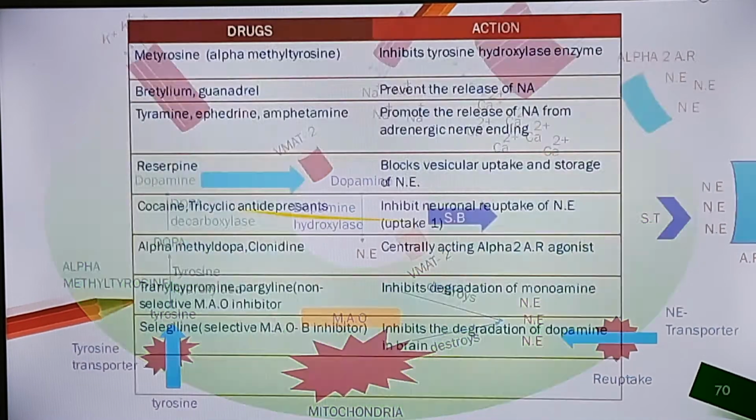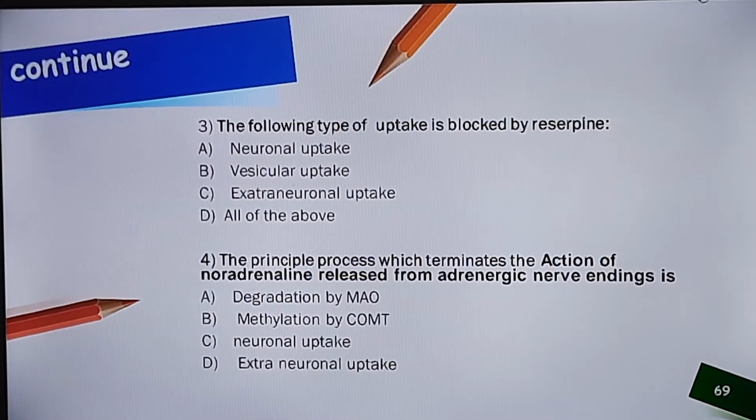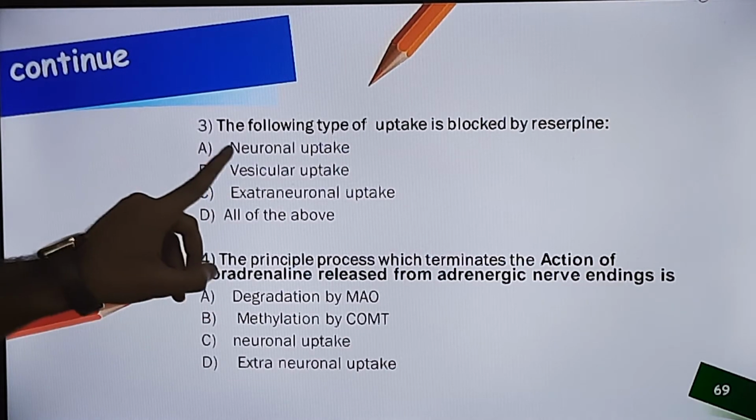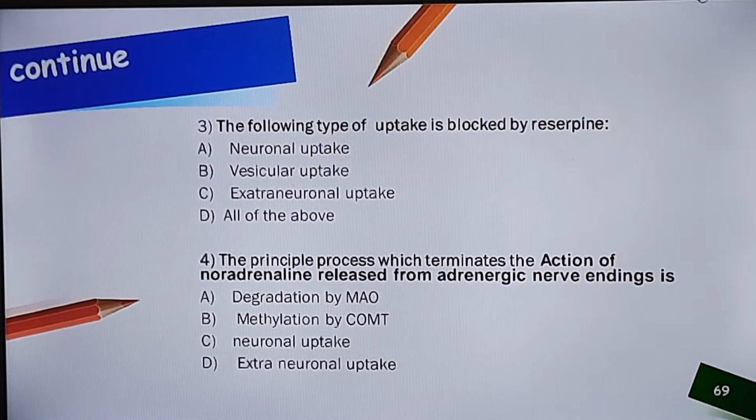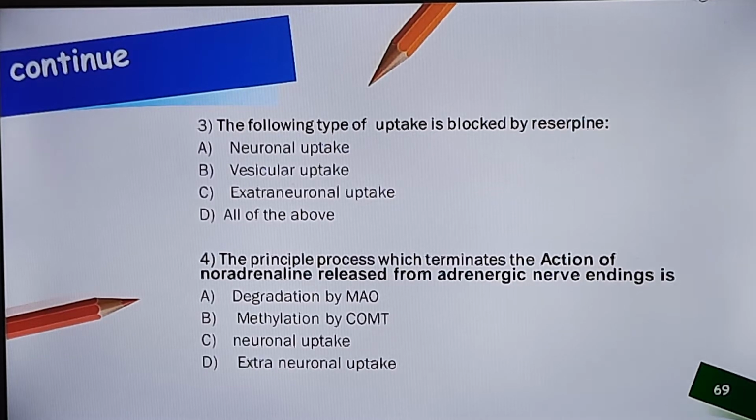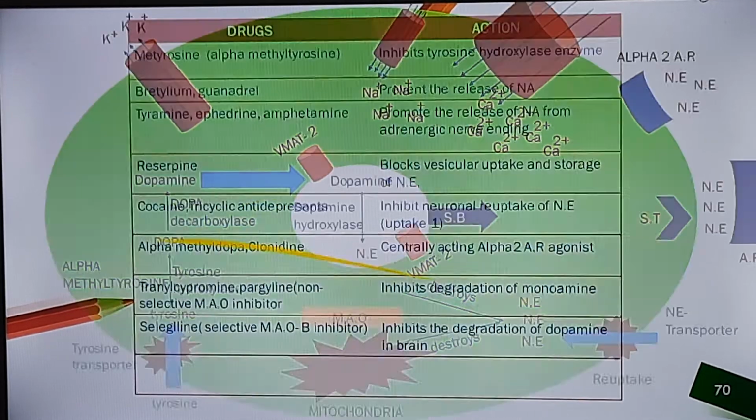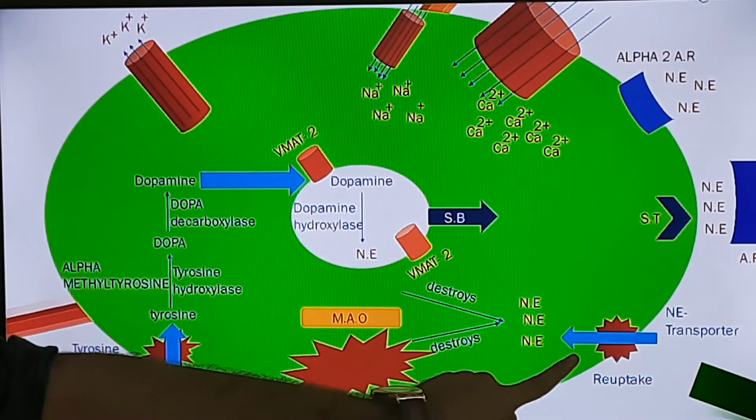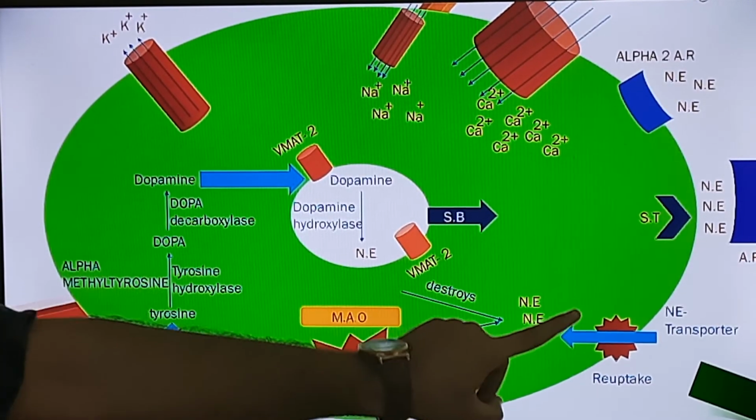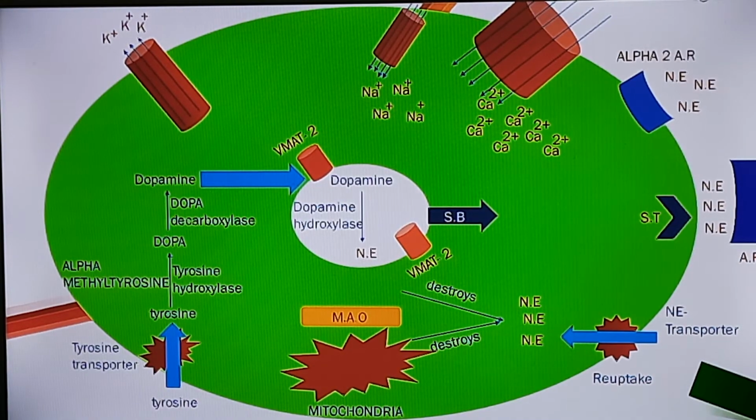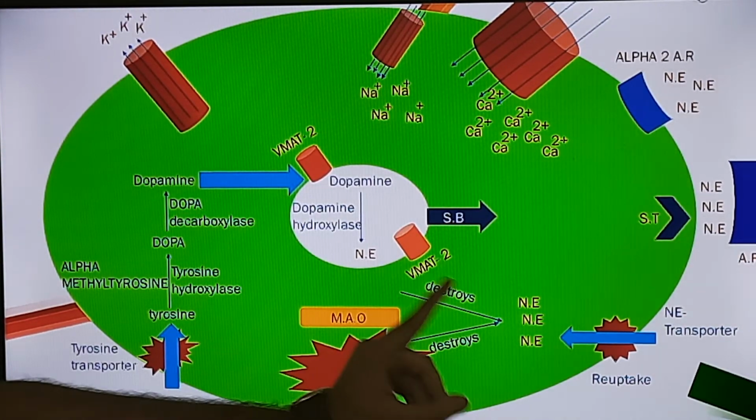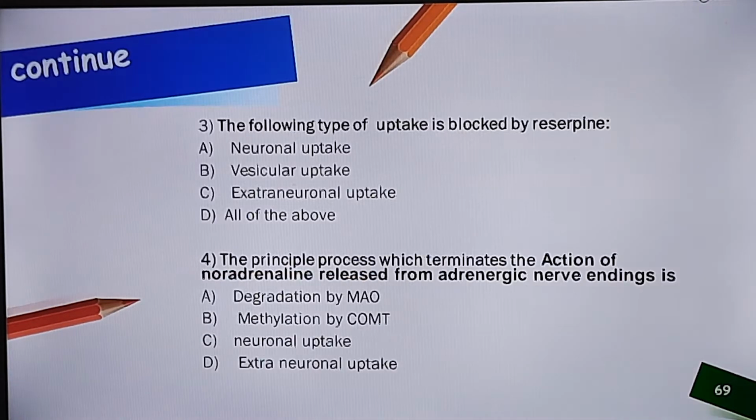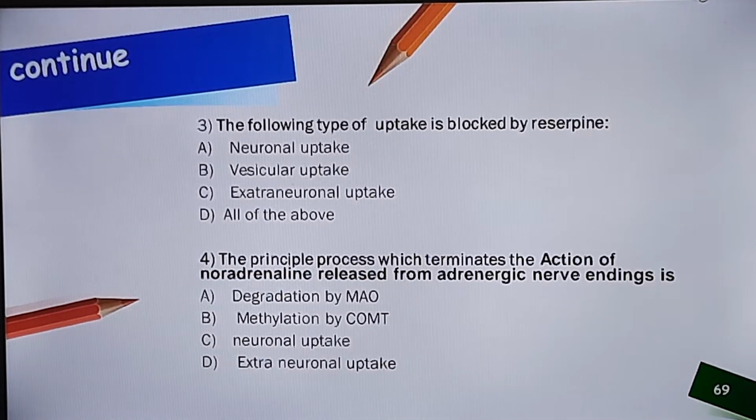So let's look back into our options. Neuronal uptake. क्या reserpine neuronal uptake को block कर रहा है? The answer is no. Why? Neuronal uptake का मतलब होता है this particular uptake, that is our norepinephrine transporter. Reserpine is not blocking norepinephrine transporter, so hence neuronal uptake will not be our answer.